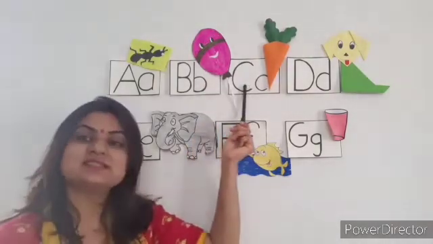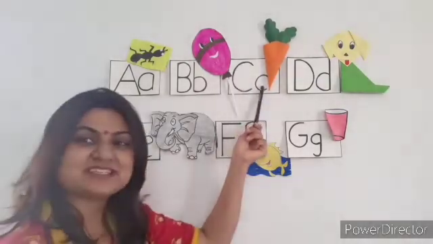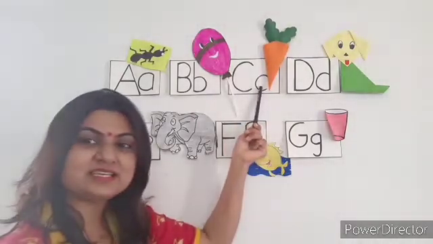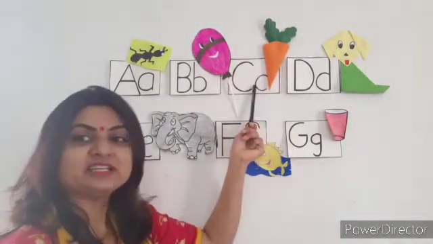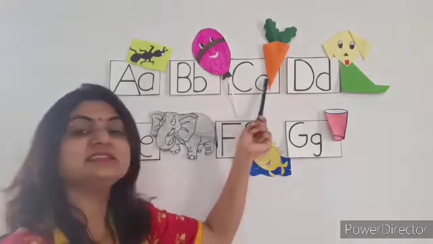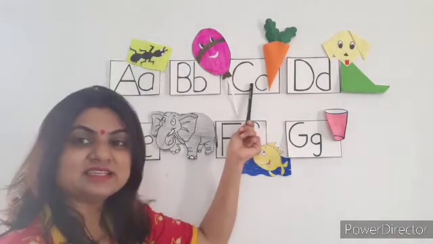Letter C. Capital C, small c. Mama C, baby C. Sound of letter C is K. K as in carrot. What comes after letter C?